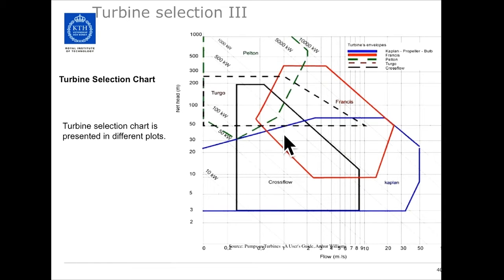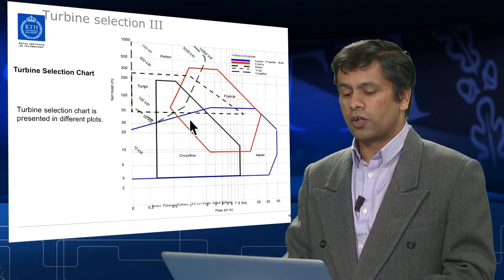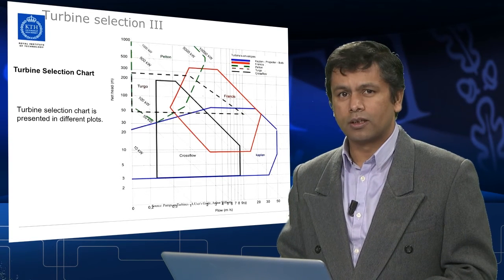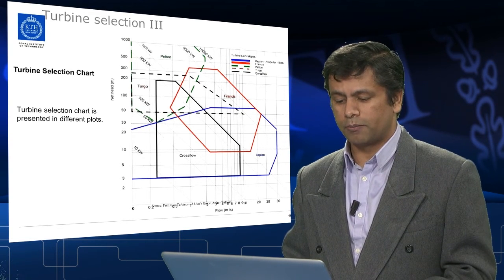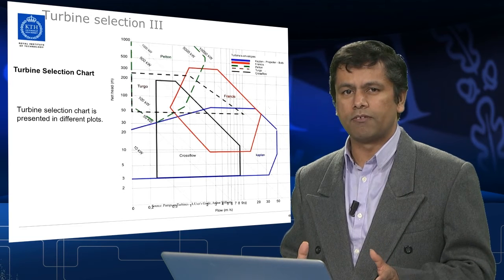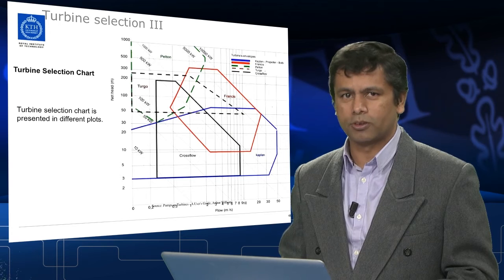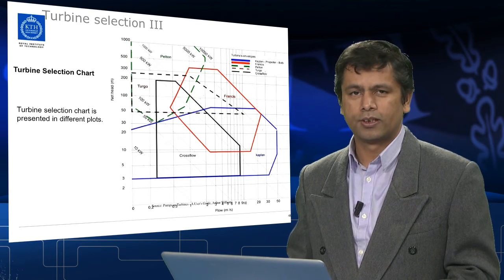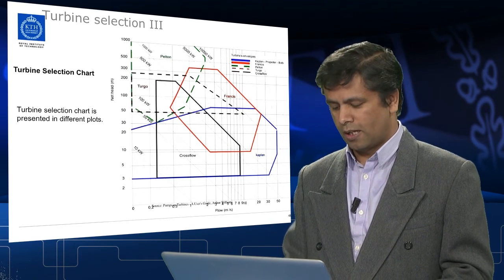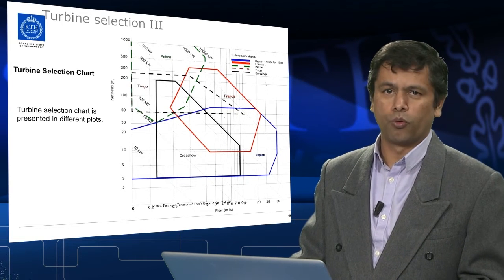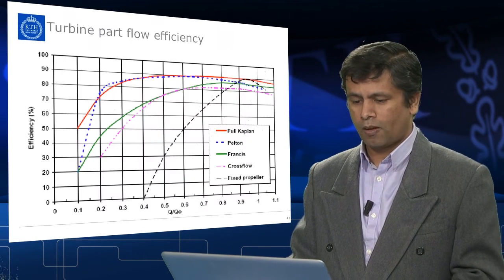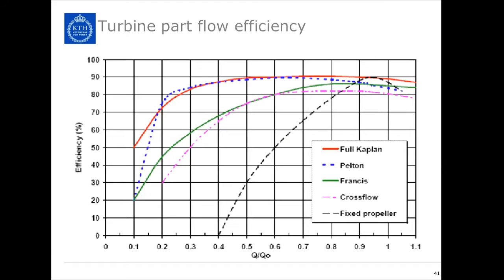The important thing to understand here is that not only will this curve determine the selection of the turbine, but if two types of turbine are feasible in this particular range, then you also have to look at other characteristics of the turbine that might influence the selection, and one of them is the part flow efficiency. Here you can see the different turbines, and they have different efficiencies in part flow.